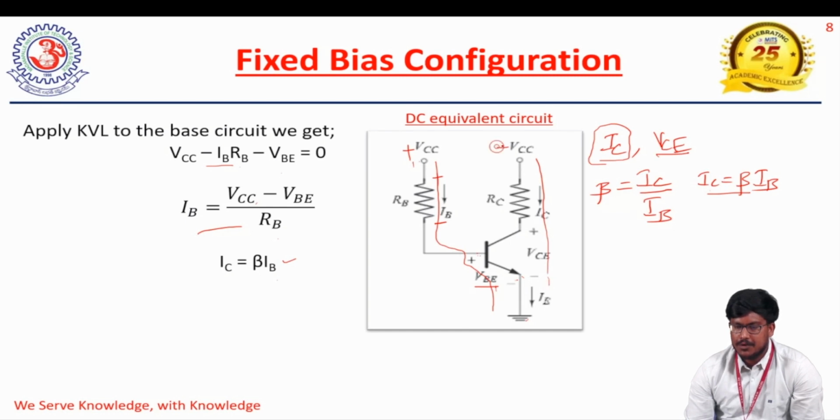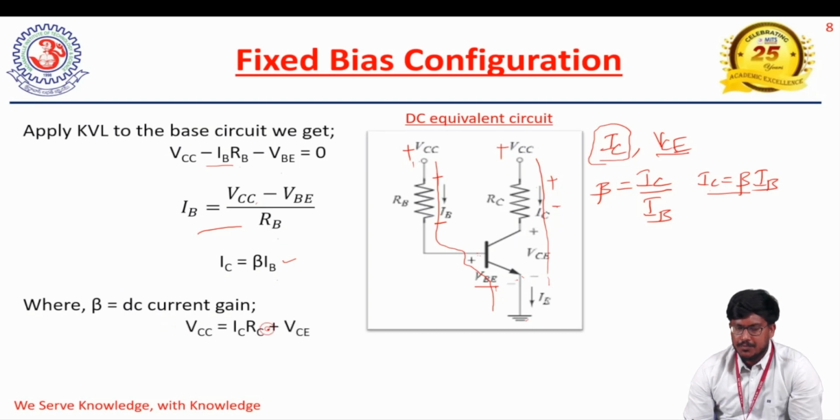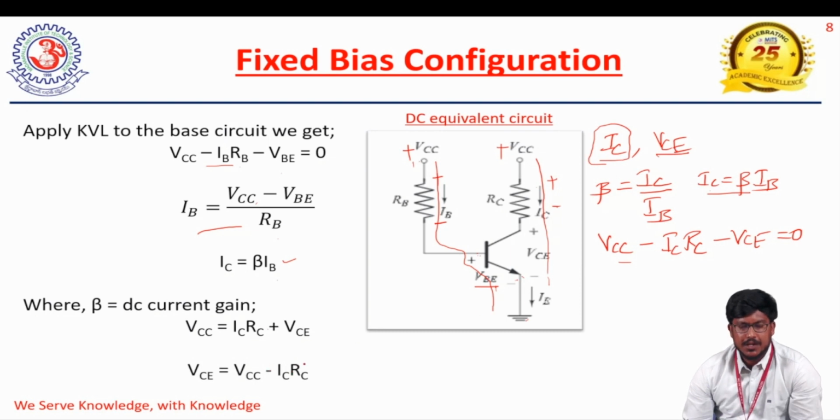The voltage at this collector point is plus VCC, and the current is flowing in this direction. This is at positive potential, this is at negative potential, and here the emitter current is going to the ground potential. When you apply KVL for this collector circuit, we obtain the equation as VCC, here the current is moving from higher potential to lower potential, minus IC into RC, and here this is plus and this is minus, we get minus VCE. That should be equal to 0. So based on this equation, we get VCE equals VCC minus IC into RC.